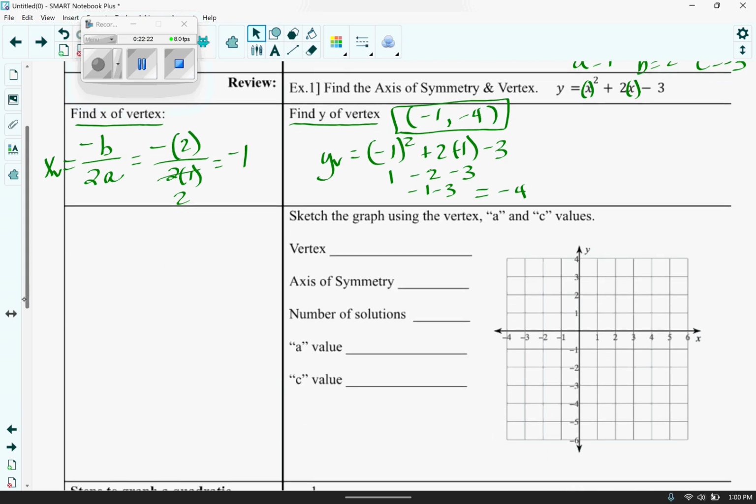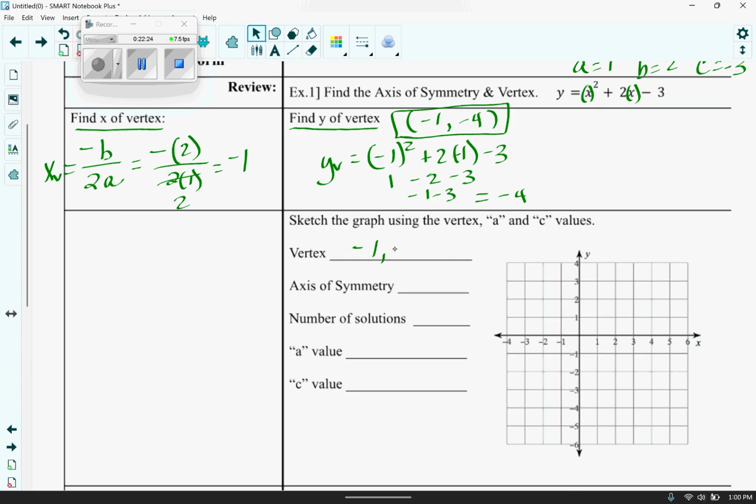Now with that being said, we have right here, we can put negative 1, negative 4. That's my x and my y. Negative 1, negative 4. Beautiful. My a value is positive, so it's going to open up. Axis of symmetry is x is equal to negative 1. My a value is 1.